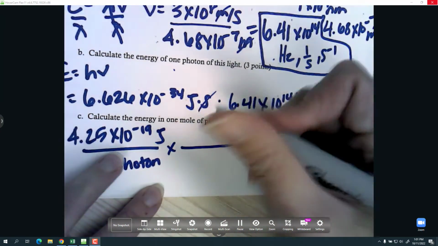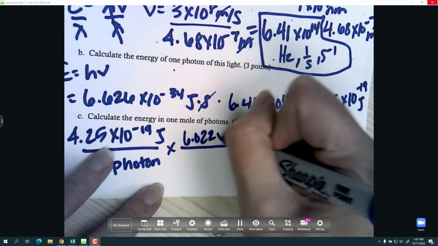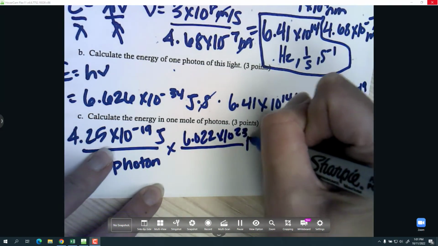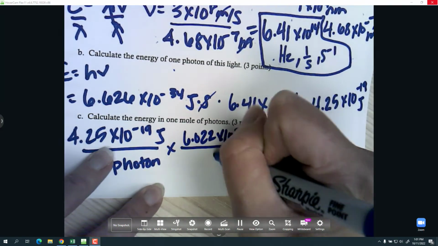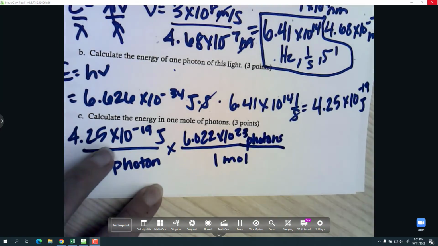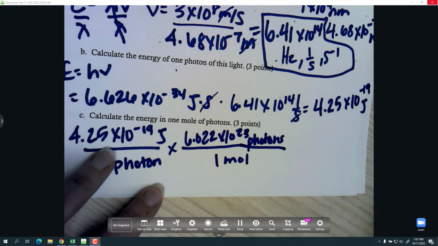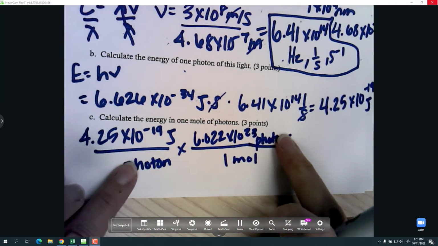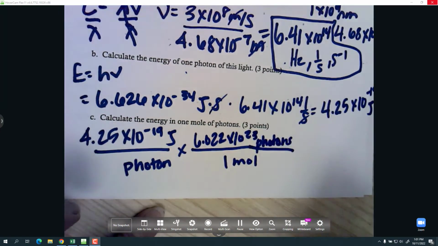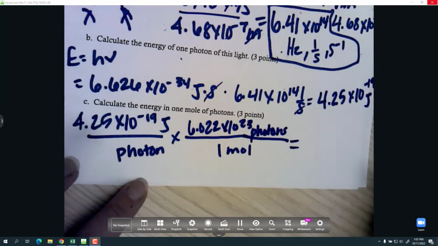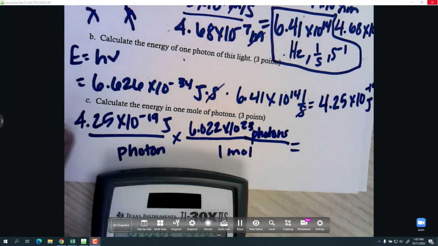Remember that anything small that you can count can be converted. There's 6.022 times 10 to the 23rd of those in 1 mole. So I can set this up with Avogadro's number, so photons cancel, and this would tell me how much energy I have per mole.